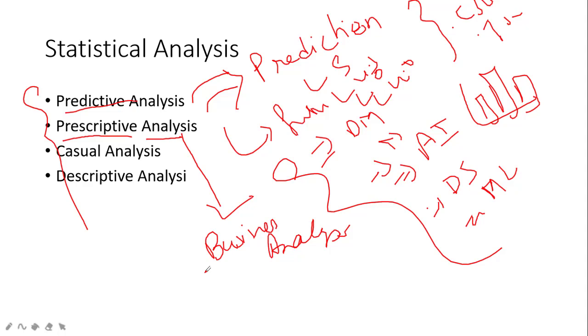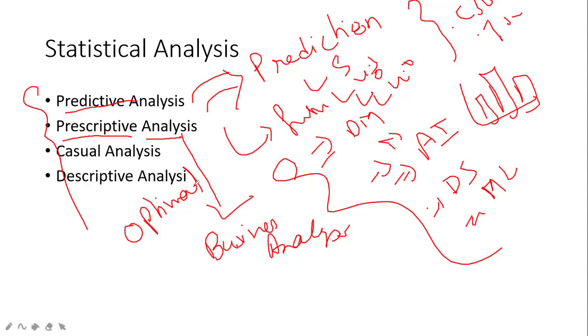For those business areas and real-time data, we use prescriptive analysis to find the optimal recommendation. Basically we need to find the optimal analysis or optimal recommendations for the decision-making process. So here you can make a decision to find the optimal option, and for that optimal analysis we use prescriptive analysis.